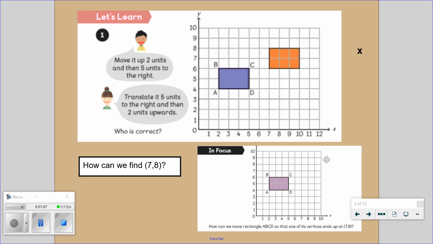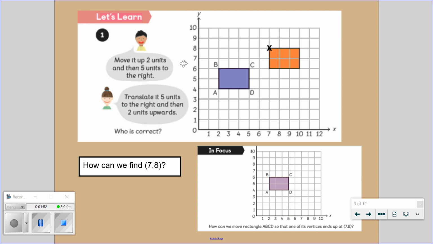So let's have a look at this. We need to make sure that one of these vertices or corners ends up on 7, 8. So first, how can we find coordinates 7, 8? That's right. The 7 means along the x-axis or along the corridor. And the 8 means along the y-axis or up the stairs. So we are aiming for this point here. And we can see that this rectangle already has a vertex, vertex B, in the right place. So we need to translate our purple rectangle to this position.